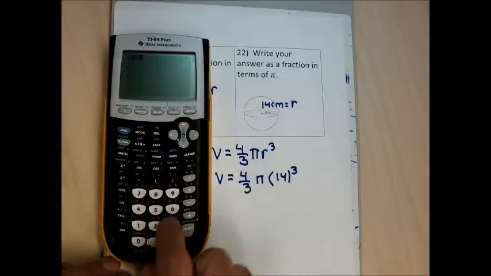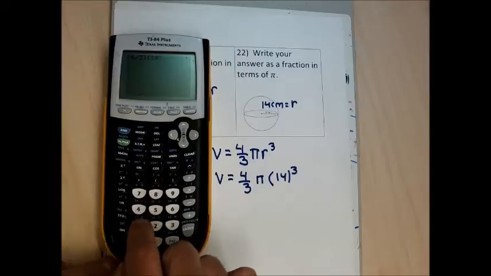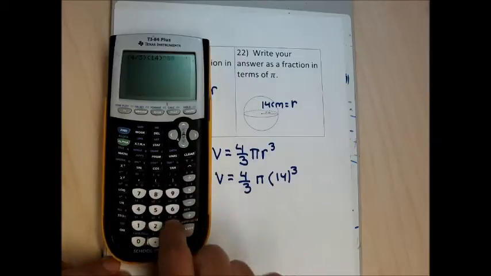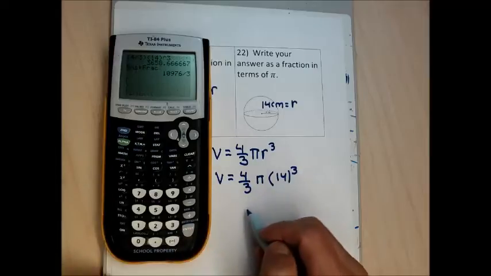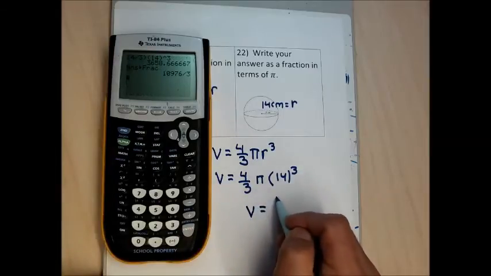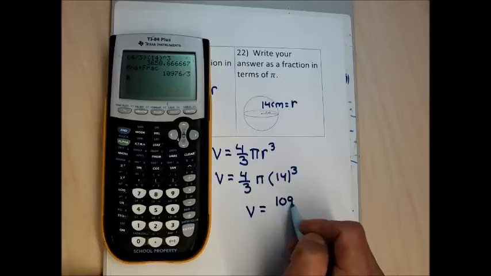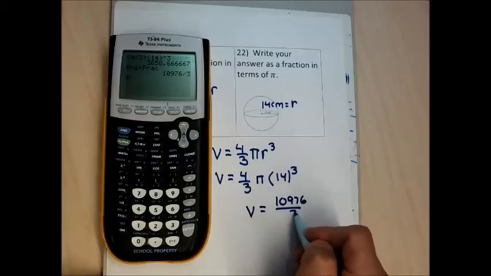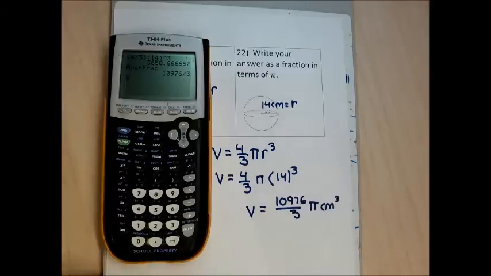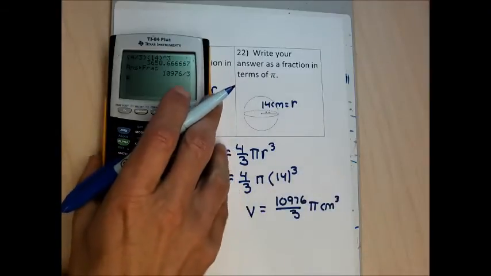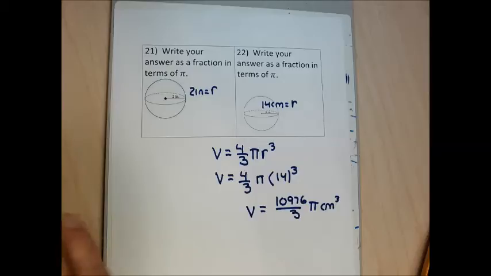So 4 divided by 3 times 14 exponent 3, math, enter, enter. Hey, that's the number you had last time. So I get 10,976 over 3 pi centimeters cubed. And for 21, I got 32 over 3 pi inches cubed.